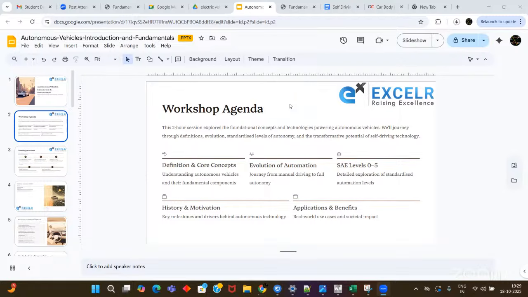So the definition and the core concepts include understanding autonomous vehicles and their fundamental definition, understanding the autonomous vehicles and their fundamental components. So this comes under the definition and core concepts. The second one is the evolution in autonomous automation, the journey from manual driving to full autonomy.